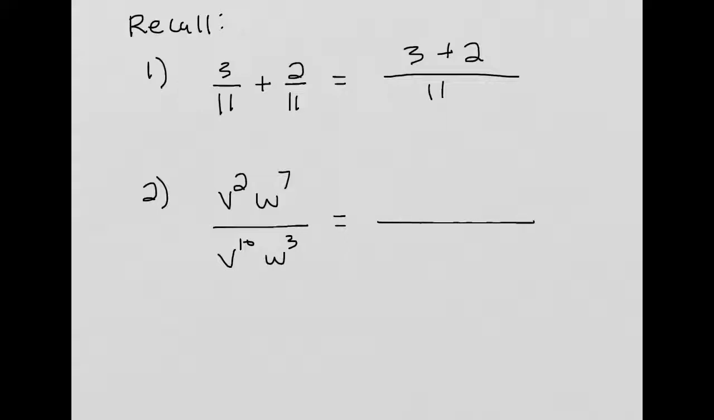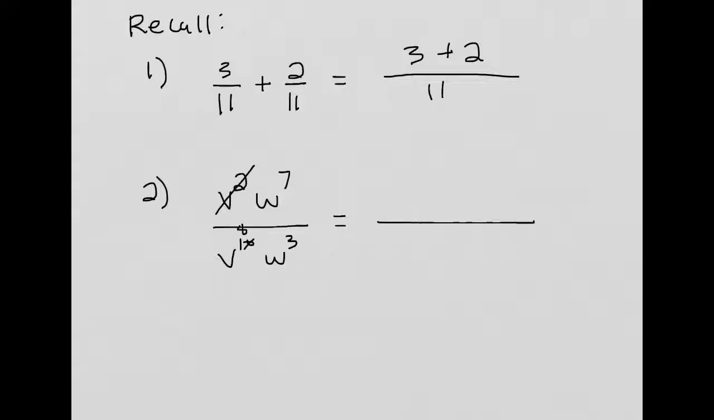So if you look at the v's, what I want you to notice is that I have more factors of v on the bottom than I have on the top. That means I'm going to have v's left over on the bottom. How many v's are going to be left over on the bottom? Well, that's where I subtract my exponents. So in this case, I've got 10 minus 2, which is 8. So that means I'm going to be left with v to the 8th on the bottom. So all my v's on top are going to cancel out, and I'm going to be left with v to the 8th on the bottom.